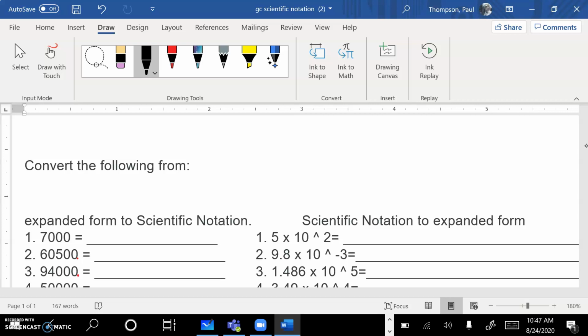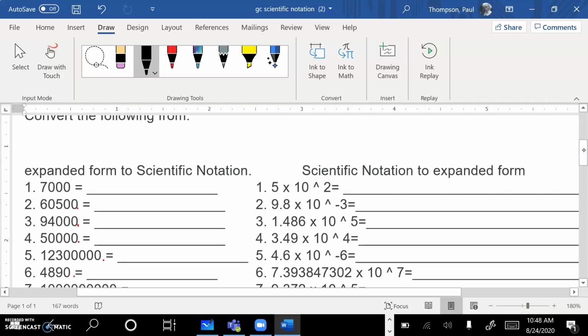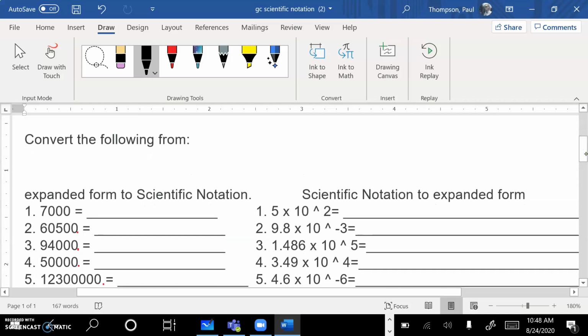So if you look to the left, you'll see that we have a number like 7,000. The next one is 60,500, 94,000. So all these numbers, we assume that the decimal is at the end of the number, right? It's not anywhere in between. The goal of scientific notation is you want to get 7,000 into a smaller number, a smaller number that looks more or less like this.